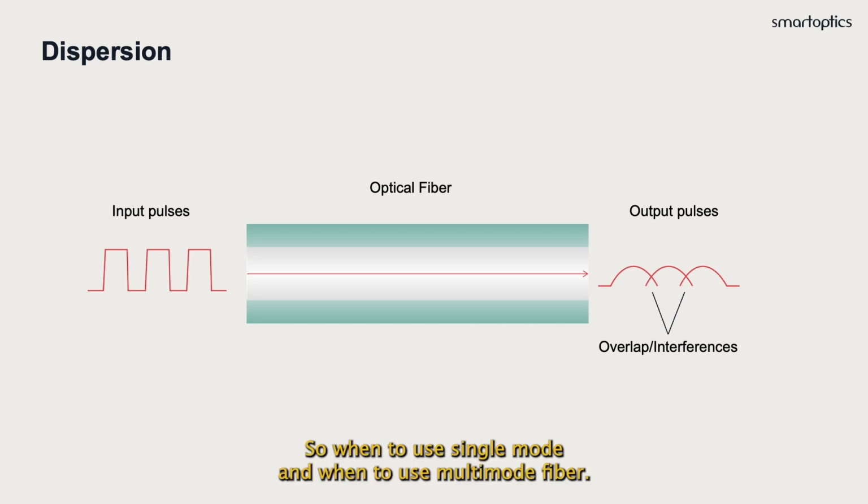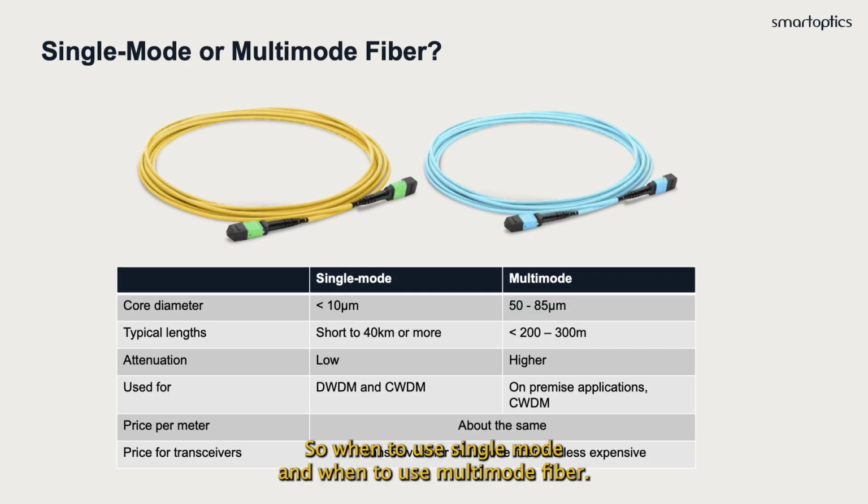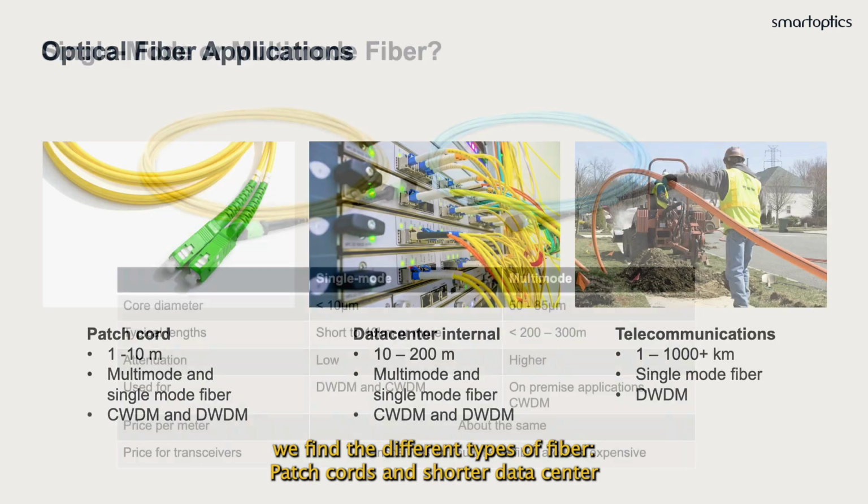So, when to use single mode and when to use multimode fiber? Generally speaking, single mode fiber is the most versatile alternative and a prerequisite if you plan to install a DWDM system. The cost per meter of the fiber is about the same for standard variants of both types, but the transceivers for multimode fiber are normally less expensive than the transceivers for single mode fiber, since they can use less precise lasers. It's time to summarize where we find the different types of fiber.